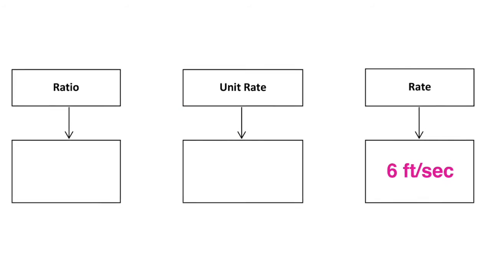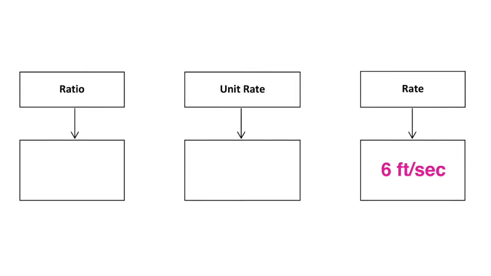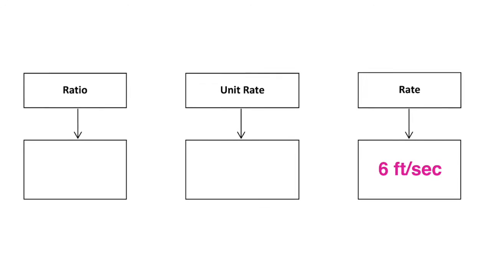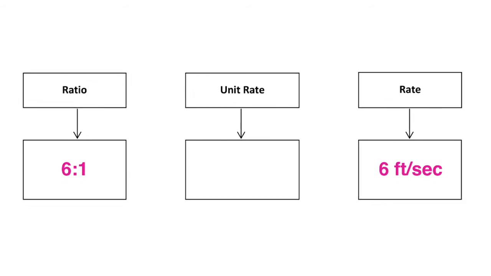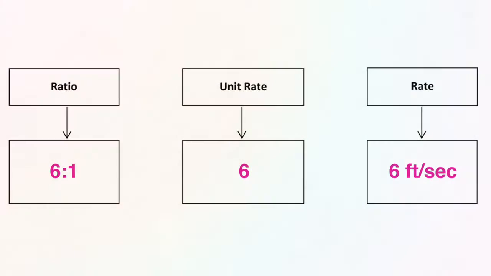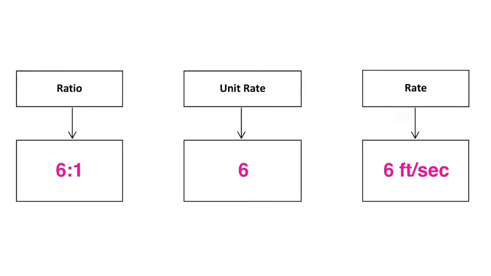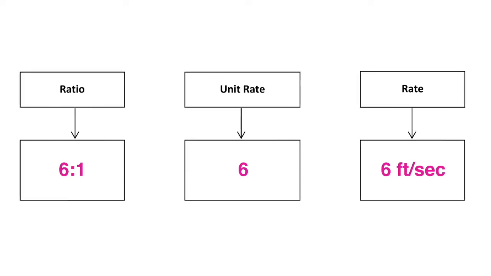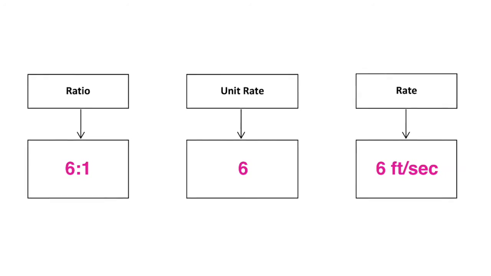What if I gave you this model and I only gave you one component? Can you tell me what the unit rate and the ratio is of 6 feet to every second? Well, the ratio is the easiest one. That'd be 6 to 1. 6 feet to 1 second. And because the unit rate is simply the value of the ratio for every 1 unit, we can look at our ratio and see, oh, it's 6 for every 1 unit. The value, or the unit rate, is 6.